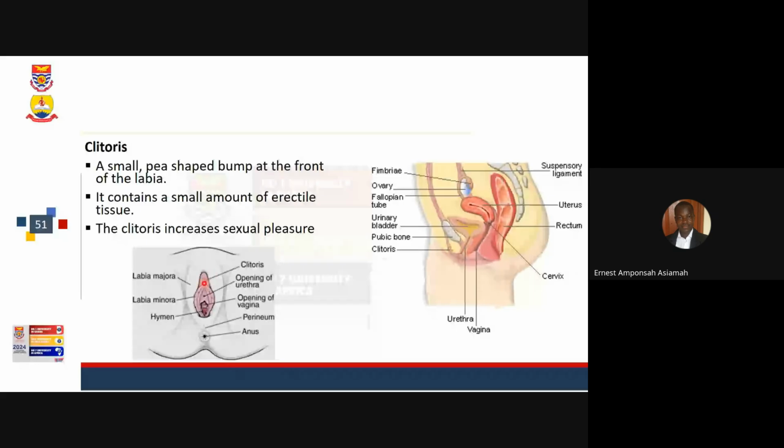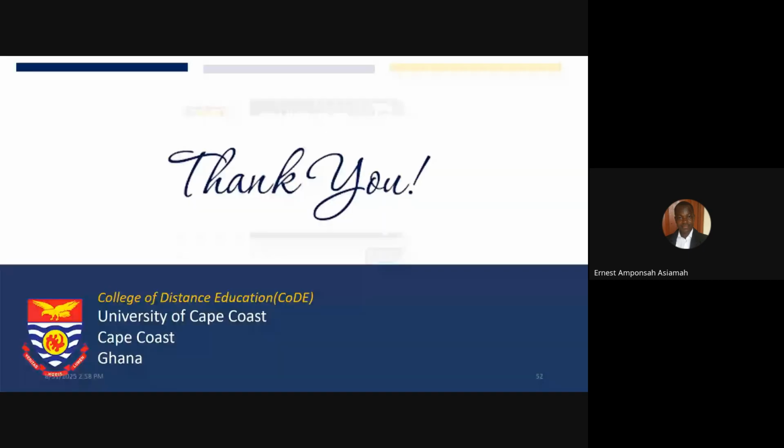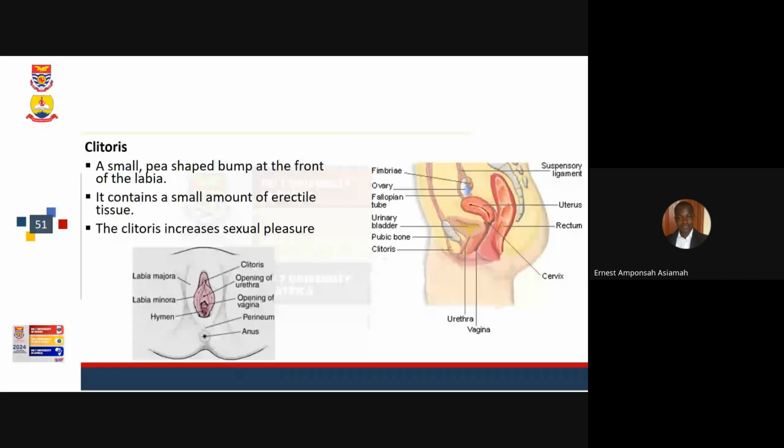Then finally, we look at the urethra. There is an opening of the urethra between the labia minora. Actually, we call it a vestibule. When you are reading and you come across vestibule, it refers to the same place. So between the labia minora, we have the opening to the urinary bladder. The female urethra is very, very short.